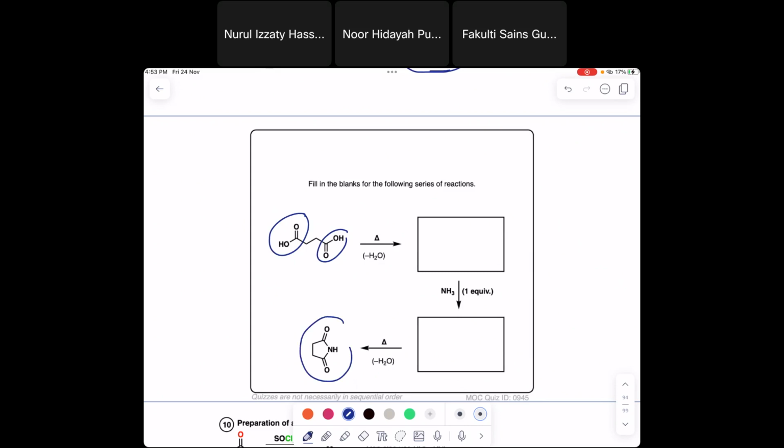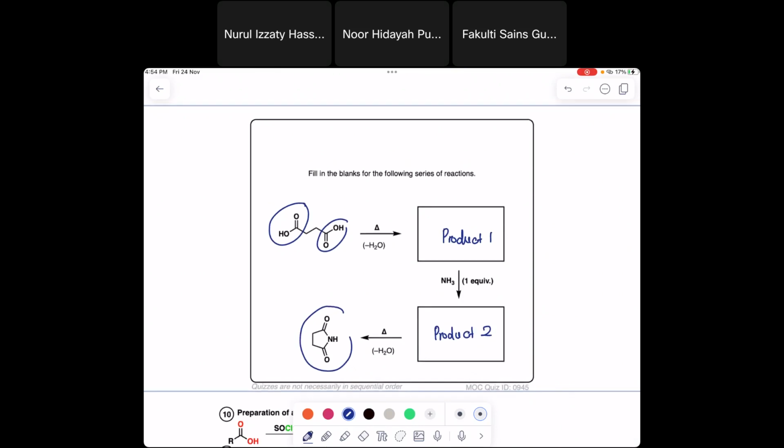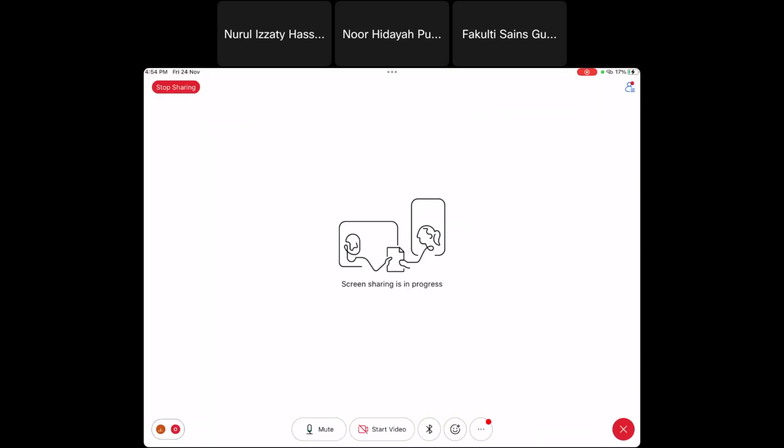Okay. So cuba buat dulu dan beritahu saya produk satu ni apa. Saya dah nak habis dah. Banyak sangat jawapan. Okay, supaya pelajar boleh buat pula produk satu apa, produk dua apa. Tunggu dekat chat.